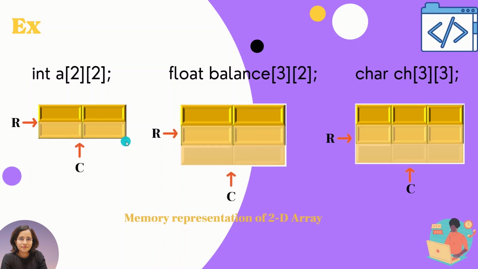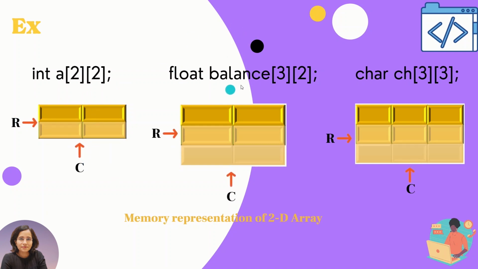Let's consider some examples. In the first example, I am declaring one two-dimensional array having two rows and two columns. So here we are getting space for a total of 4 elements. It consists of 2 rows and 2 columns.